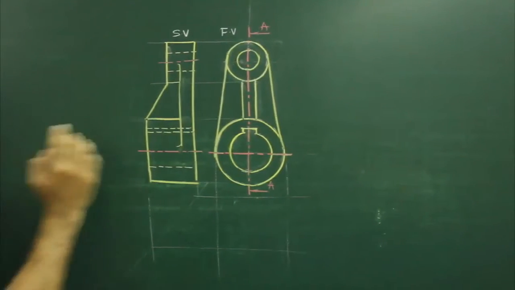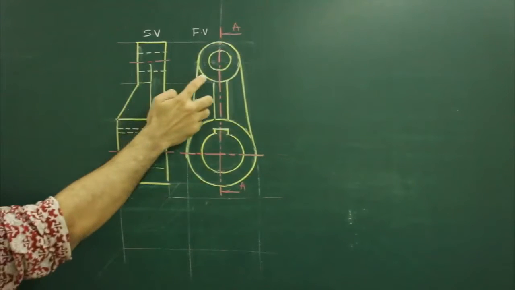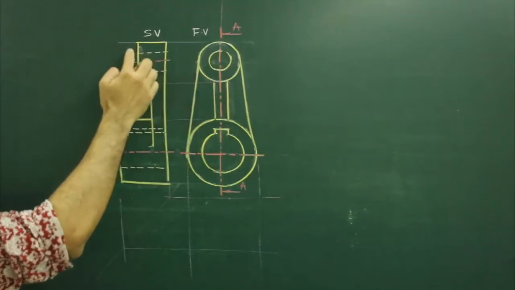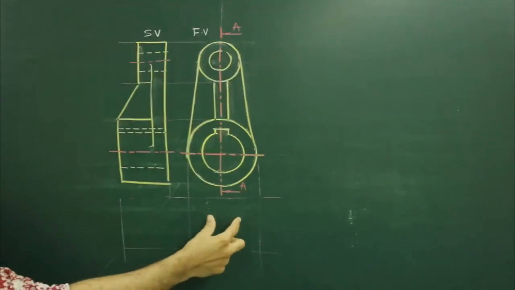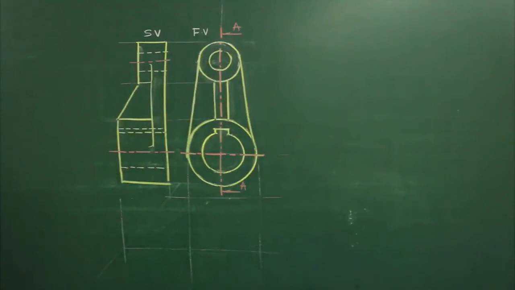In this sum, they have given the front view and side view, and we need to draw the top view. First, we will relate the surfaces. If you see, this is a circle and we have a rectangle. So when you draw the top view, when you see from the top, you will see this part first. So first we will draw this rectangle.